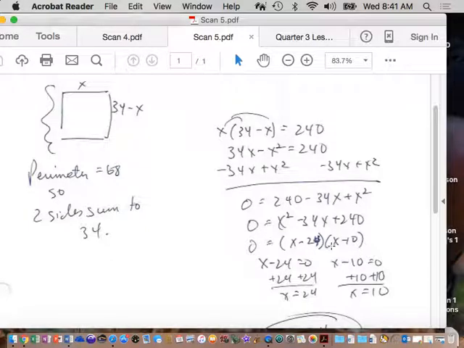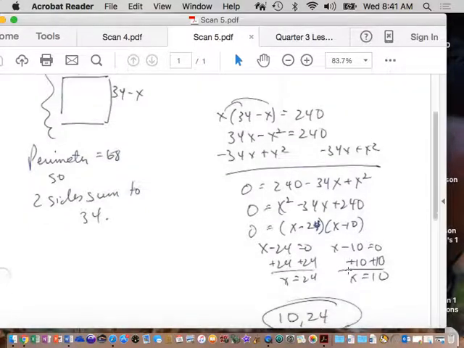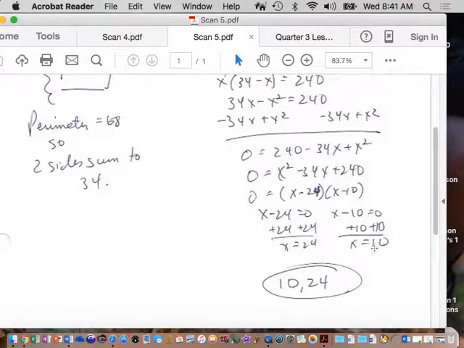I factor: x minus 24, x minus 10, and then I get it all on one side. And I come up with 24 and 10. If you notice, 24 plus 10 is 34, and 34 and 34 would be 68, so my perimeter is 68, and 24 times 10 is 240. And that's the area that they wanted me to get. Okay? Any questions? All right.